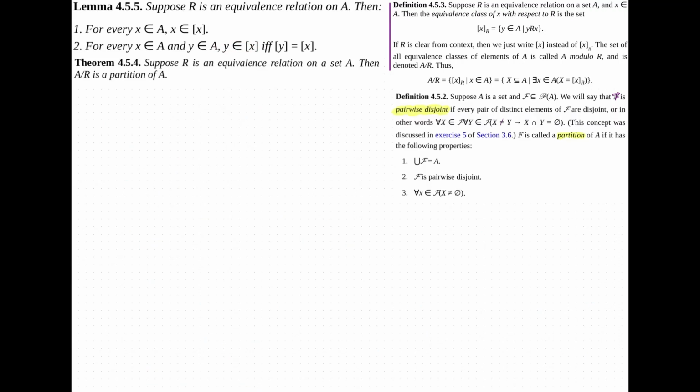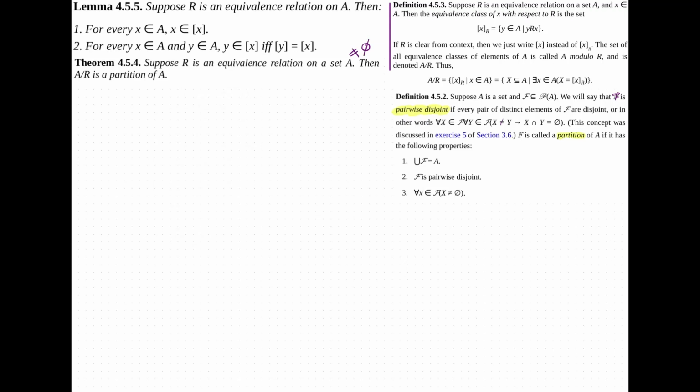Now that we have the lemma, we can prove the main theorem of the section. So suppose R is an equivalence relation on a set A. Then A mod R is a partition of A. Now, in this proof, I'm going to prove the case when A is not equal to the empty set, and I leave it to you to check the empty case situation.